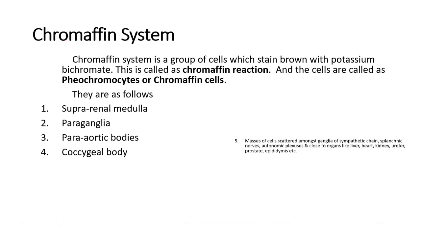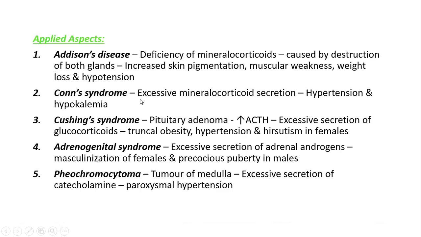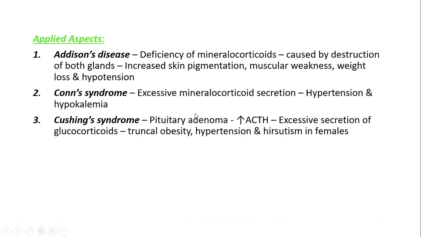Now, in case of Cushing syndrome, because of the pituitary adenoma, there is excess secretion of the adrenocorticotropic hormone, which leads to excessive secretion of the glucocorticoids. And this leads to a condition called truncal obesity, where there will be obesity especially near the trunk, and also it leads to hypertension as well as hirsutism in females. Hirsutism in females means excessive growth of hair, like male hair, like mustache, beard, everything. So this is called Cushing's syndrome.